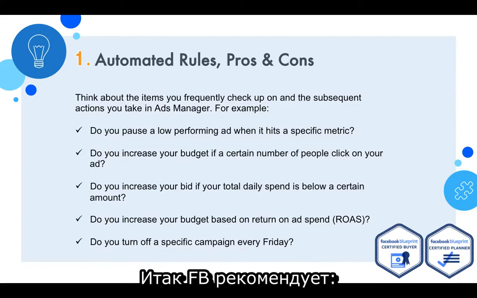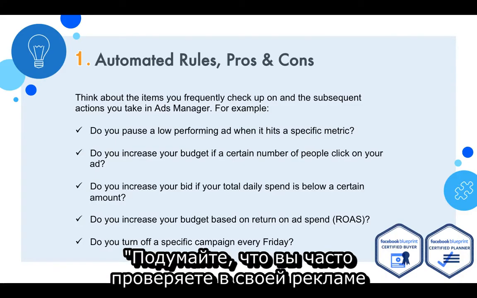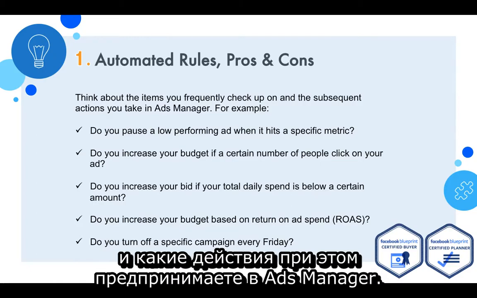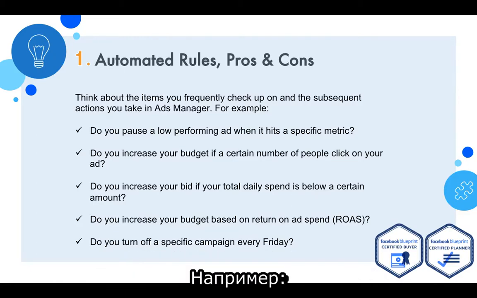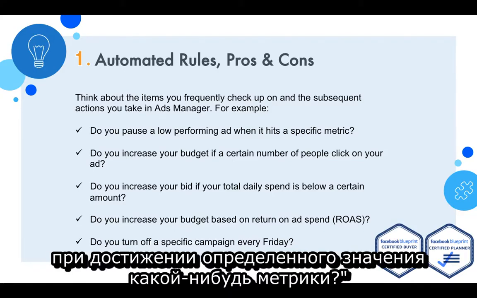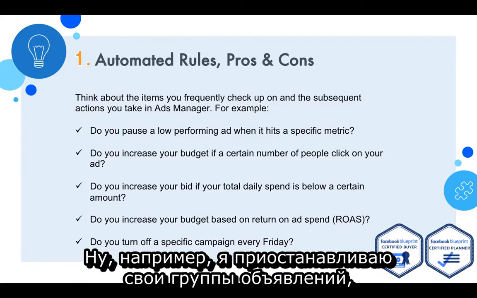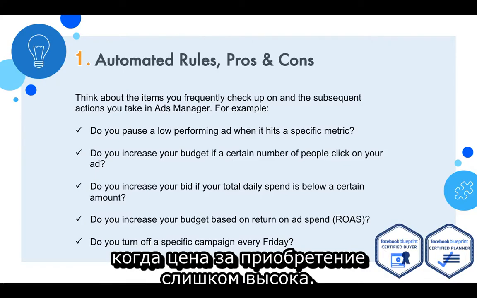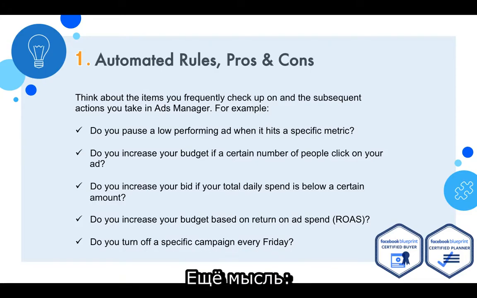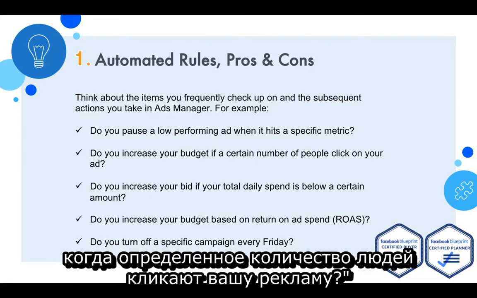Okay, so Facebook recommends that you think about items you frequently check and the subsequent actions you take in Ads Manager. For example, do you usually pause a low performing ad when it hits a specific metric? So for example, I pause my ad sets when my cost per acquisition is very high. Okay, so this is something that I can definitely automate.